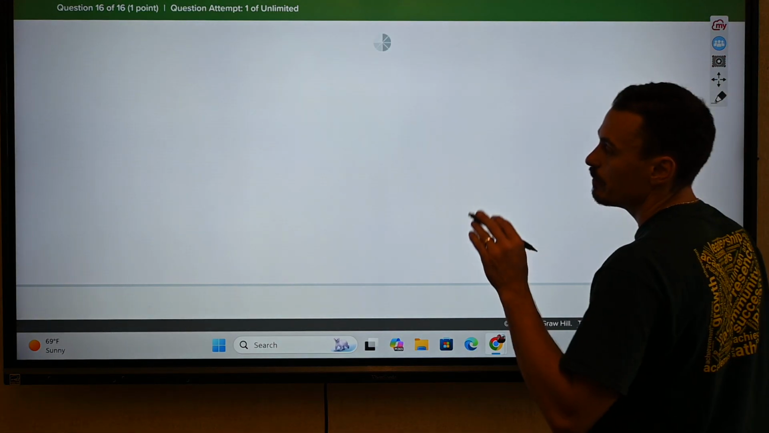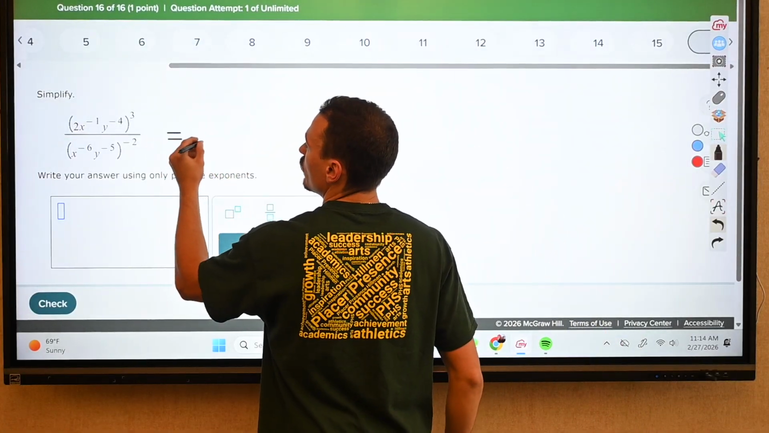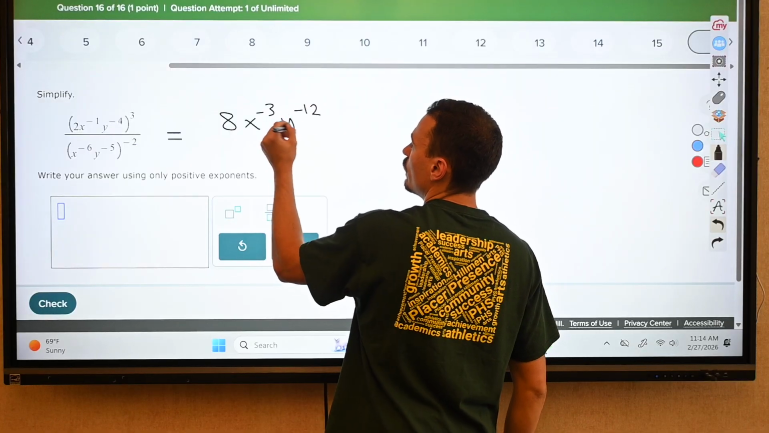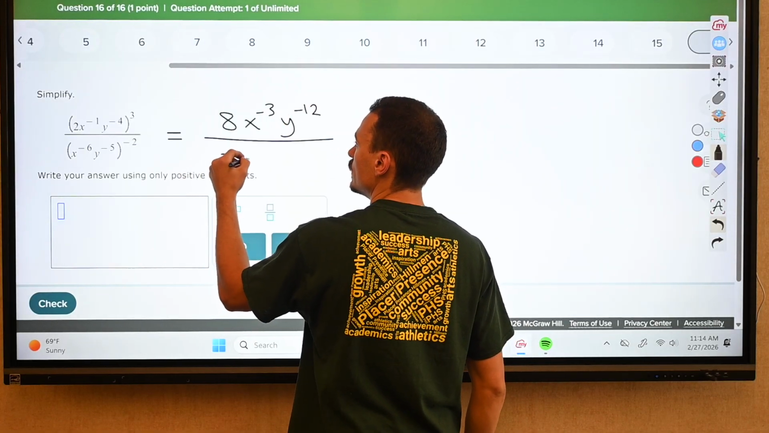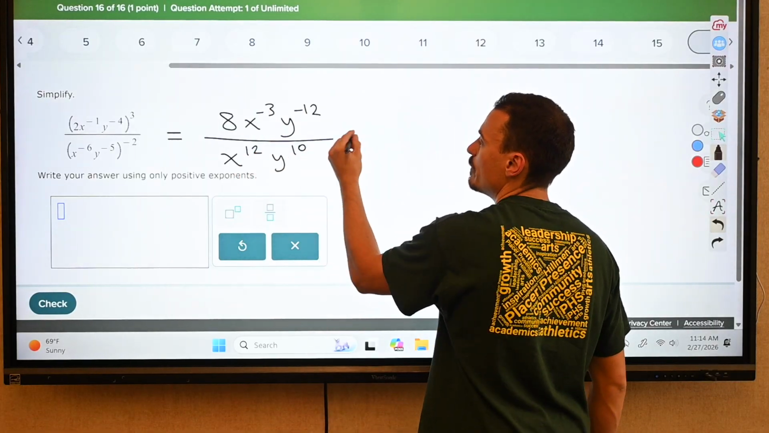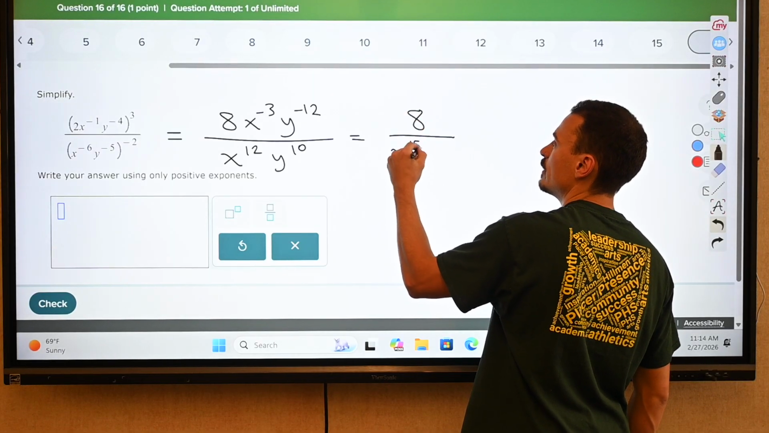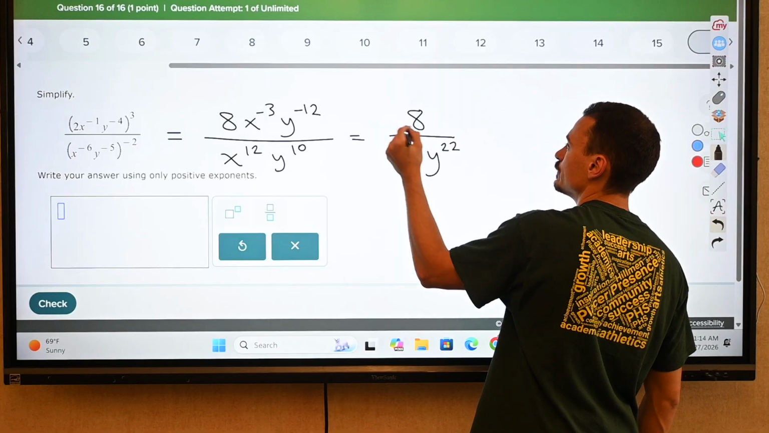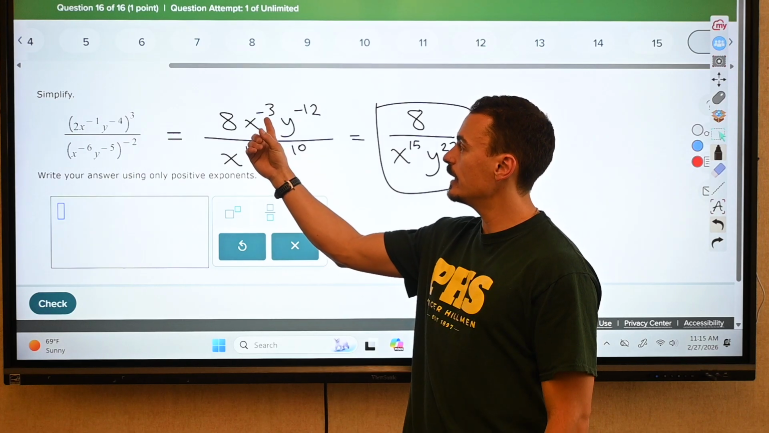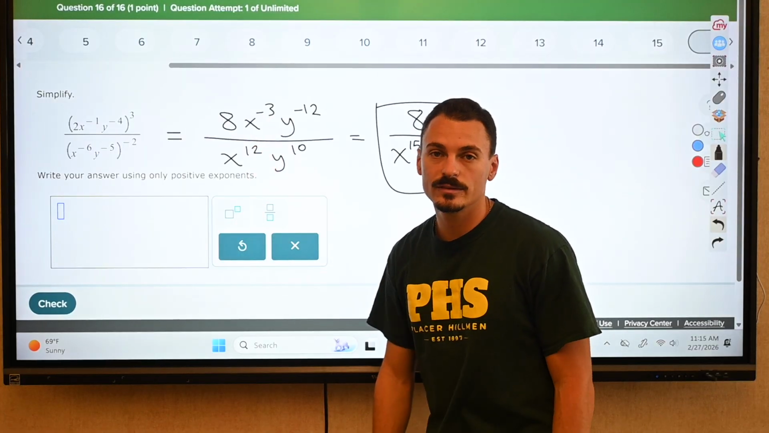Okay, last one. Power rule first. So this will equal 8, x to the negative 3, y to the negative 12, x to the 12, y to the 10. That's why we do the power rule first. Flip it, make it positive. We get 8 on top, x to the 15, y to the 22. I'm skipping the product rule. So I'm taking these negatives and taking them to the bottom and adding them with the 12. You can only do that if that's negative.